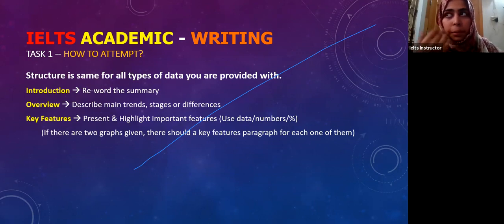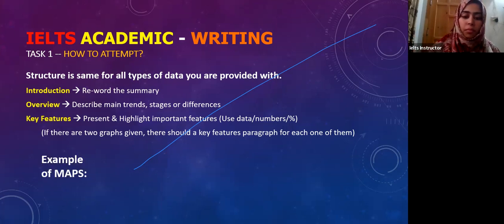If there are any numbers or percentages, for example, USA is producing the highest number of robots per year, so you should mention that. Okay, if China is followed by USA, in second place, you should mention that as well. You can leave the rest of the countries who are making a small change or are not basically affecting the whole trend, but you should highlight the important features.